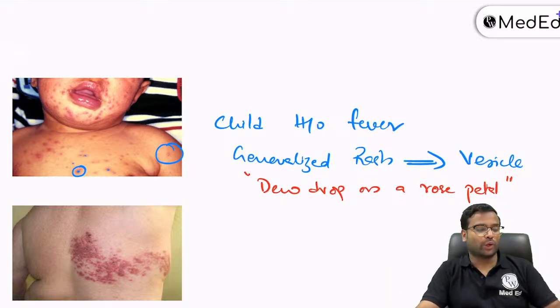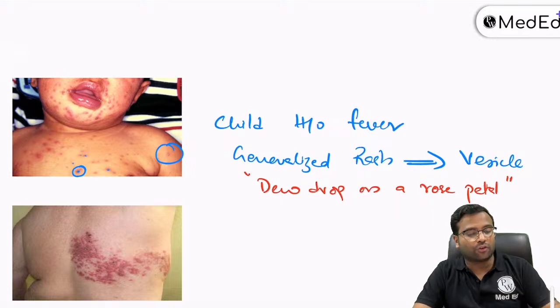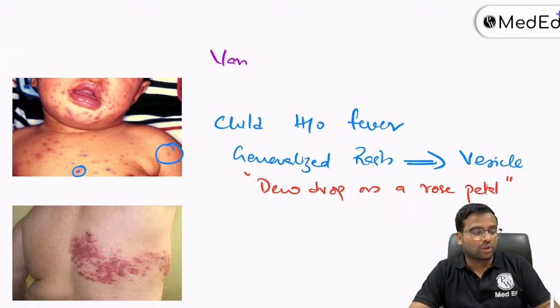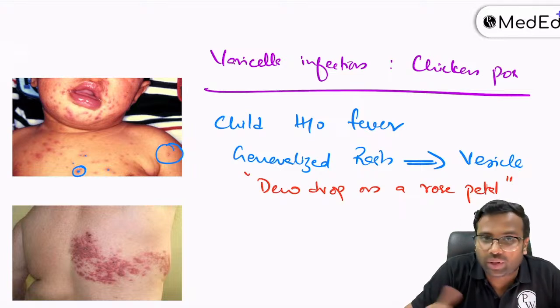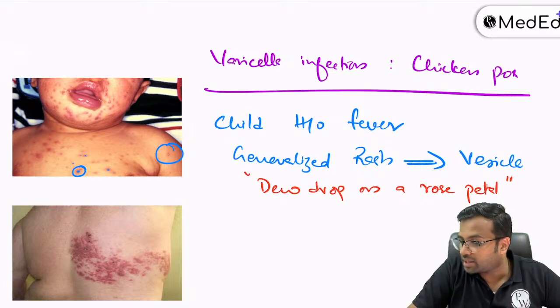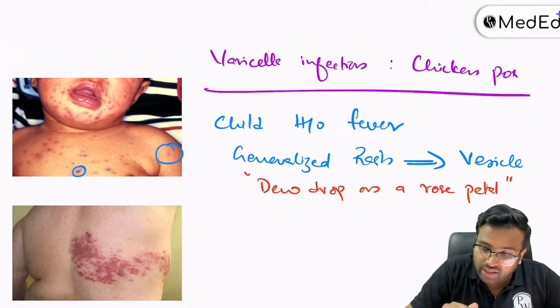Yes, this is going to be chickenpox or the varicella infection. So this is going to be varicella infection, which we also call chickenpox. And you will definitely treat the patient with some drugs like acyclovir, right? So Virender is right, all of you are right.